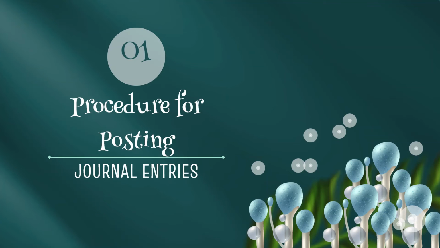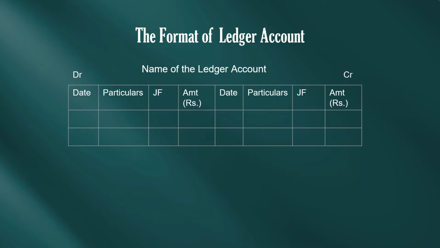In this video, I will tell you the procedure for posting, how we post journal entries into ledger accounts. First, I'll show you the format of ledger account. Here we have two sides, and in the center you should write the name of the ledger account. On the debit side and credit side, we have date column, particulars, JF, that is journal folio, journal page number, and amount column. Same on the credit side also.